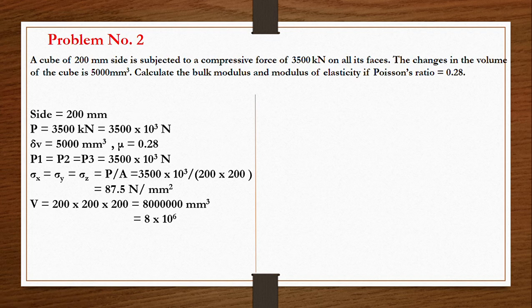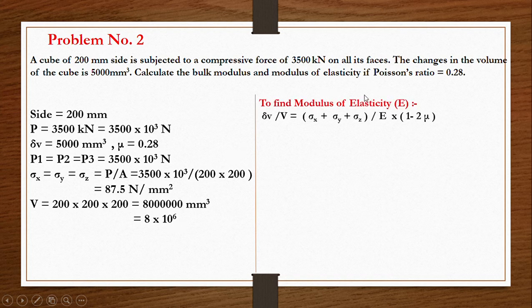So stress is nothing but force divided by area. So 3500 into 10 raised to 3 divided by, as it is a cube, side square, so 200 into 200. So we get 87.5 Newton per m square. And we also calculate the volume. The volume will be side cube, so it will be 8 into 10 raised to 6 mm cube.